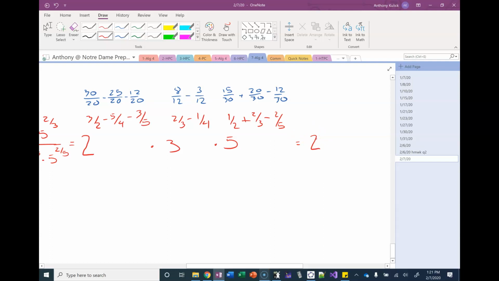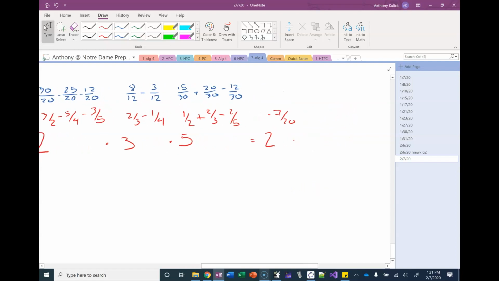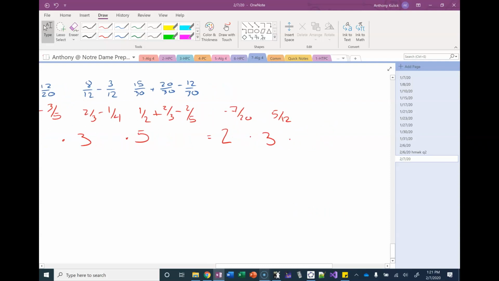So 30 minus 25 is 5, minus 12 is negative 7/20. 8 minus 3 is 5, so I have 5/12. And then 15 plus 20 is 35, minus 12 is 23. Oops. 30. Everybody okay there?